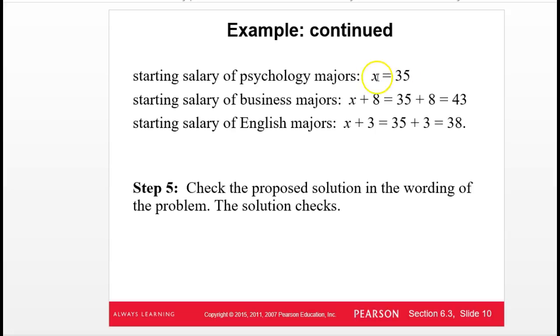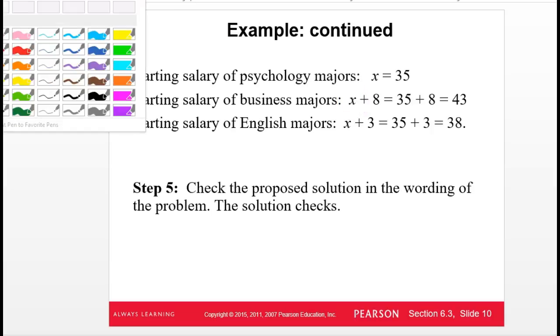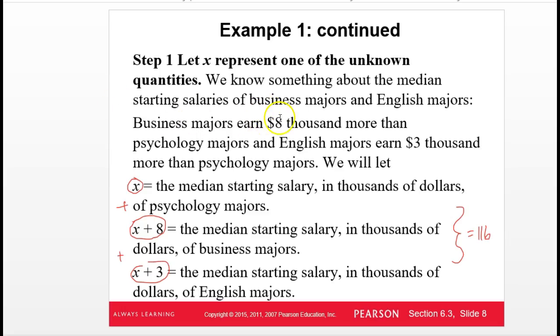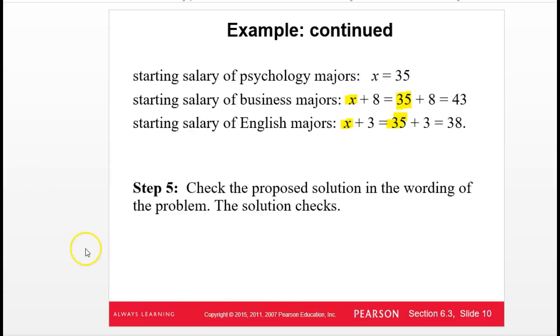So we declared x to be psych, x plus 8, x plus 3, so we're plugging that x back in where we saw x in all 3 of the original expressions that we started with to get all 3 values. Alright, and check in the wording of the original problem. We just go back to the way the original thing was worded and see that everything works out, that these numbers are 8,000 and 3,000 bigger, and then when I combine them, the 3 numbers do add up to 116.